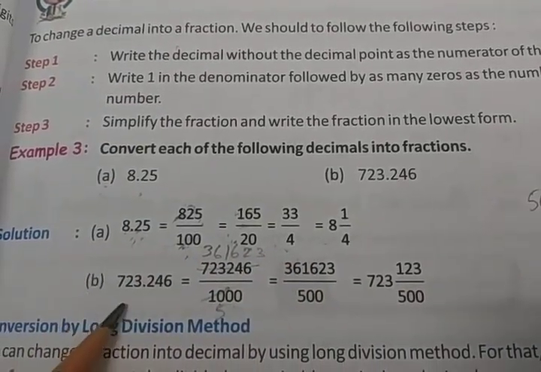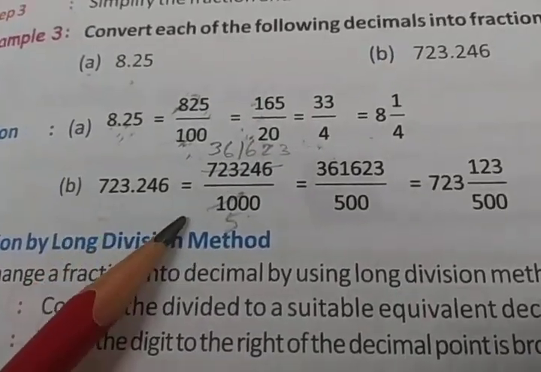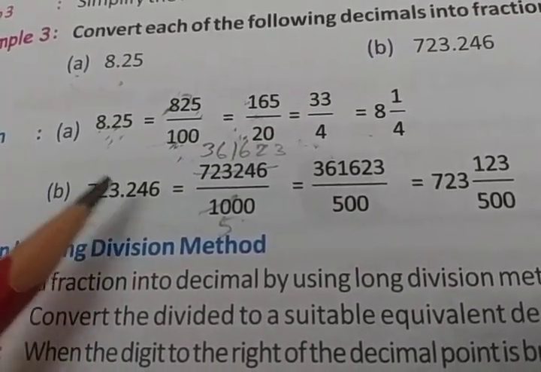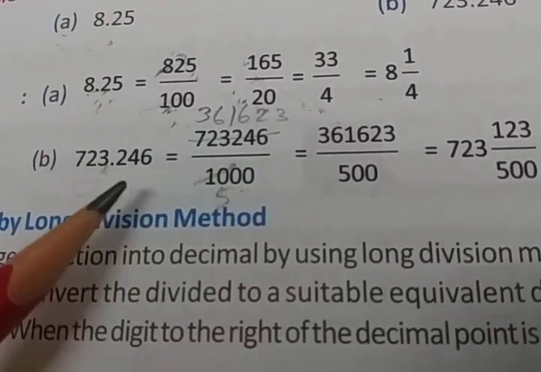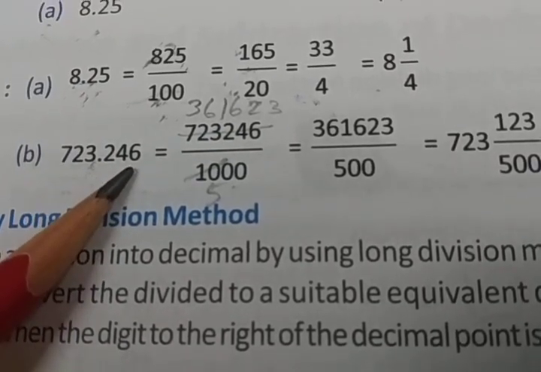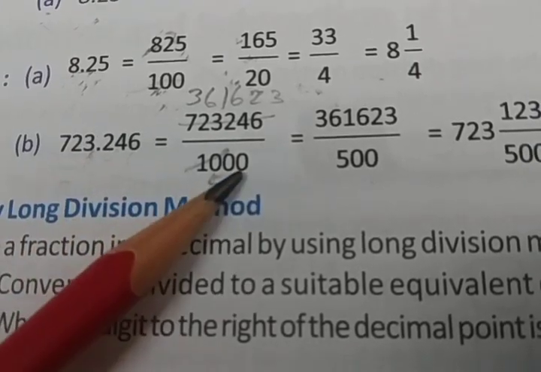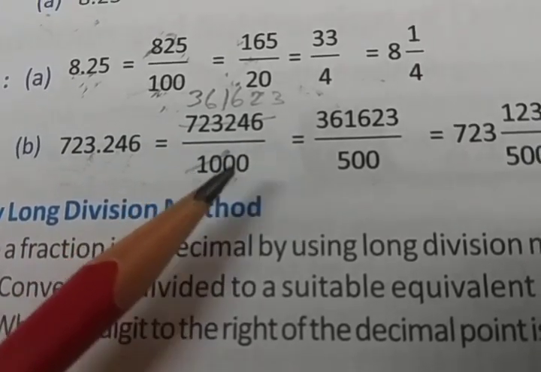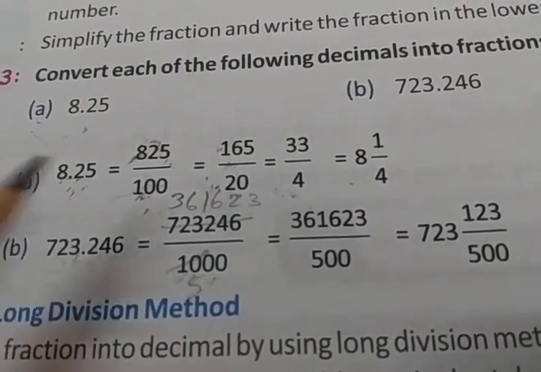In the same way, if the number is big, here you can see 723.246, right? To remove the decimal, first I will write the numerator completely without the decimal point. Now after the decimal point, how many digits are there? Count the digits. 1, 2, 3. So we have to take the denominator with 3 zeros here. 1, 2 and 3. Okay. So we have converted decimal into fraction.